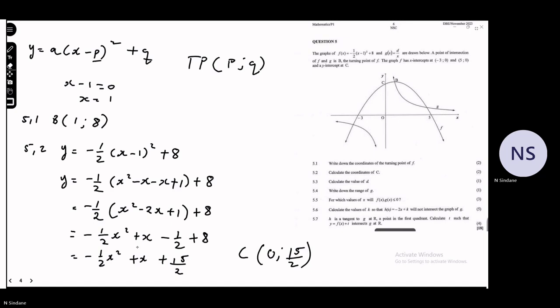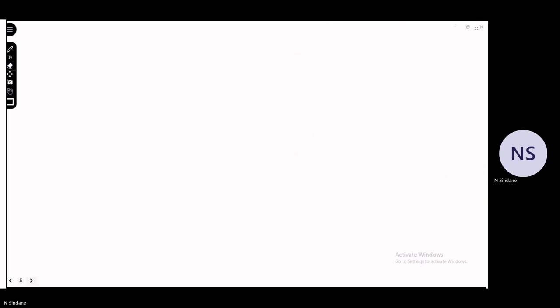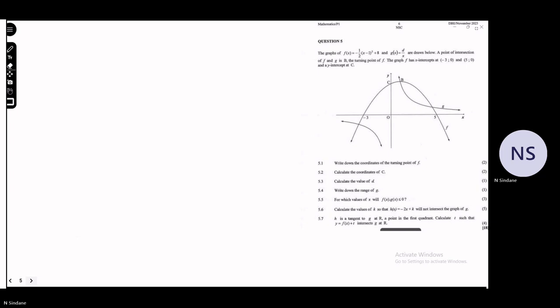Let's move to the next question. Write down the range of g. Where's g? Okay, write down the range of g. 5.3. Calculate the value of d. I almost jumped. 5.3. So we are looking for the value of d.